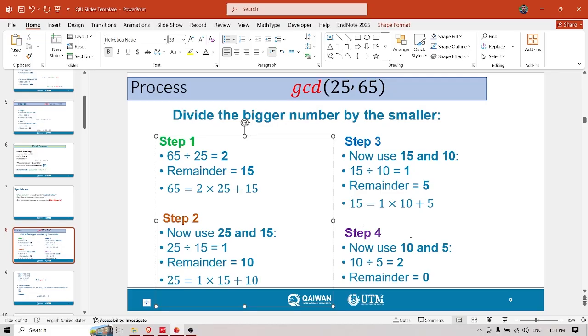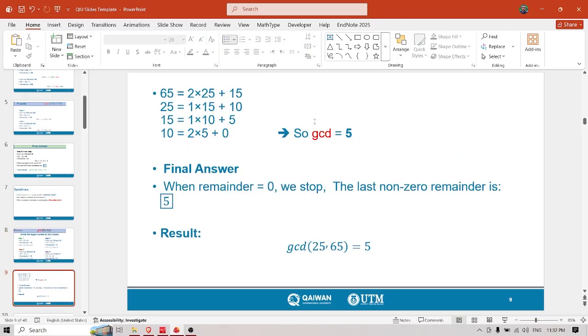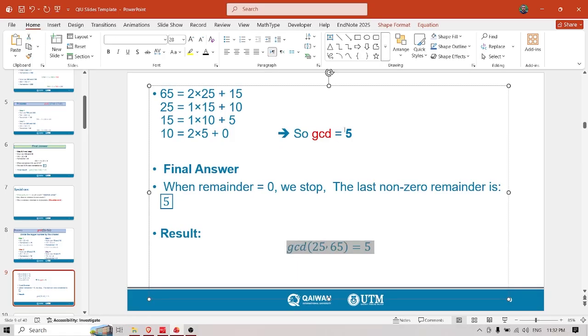Now 10 and 5, we will reach our destination. If we divide 10 by 5, the remainder would be 0. Now we can say that the GCD of 25 and 65 would be 5. Why? Because it gives us the 0 remainder. So the GCD of 25 and 65 is 5, as it is shown here. So by using these 4 steps, we got to the end of our explanation.